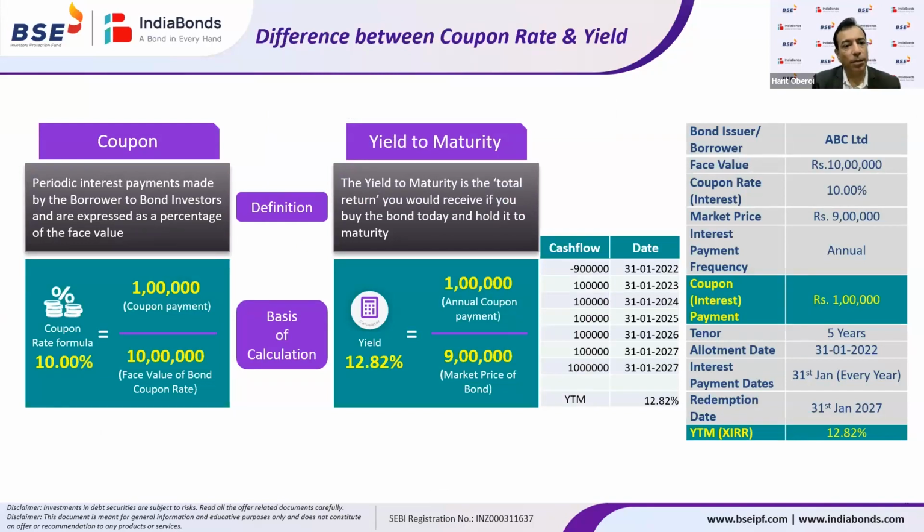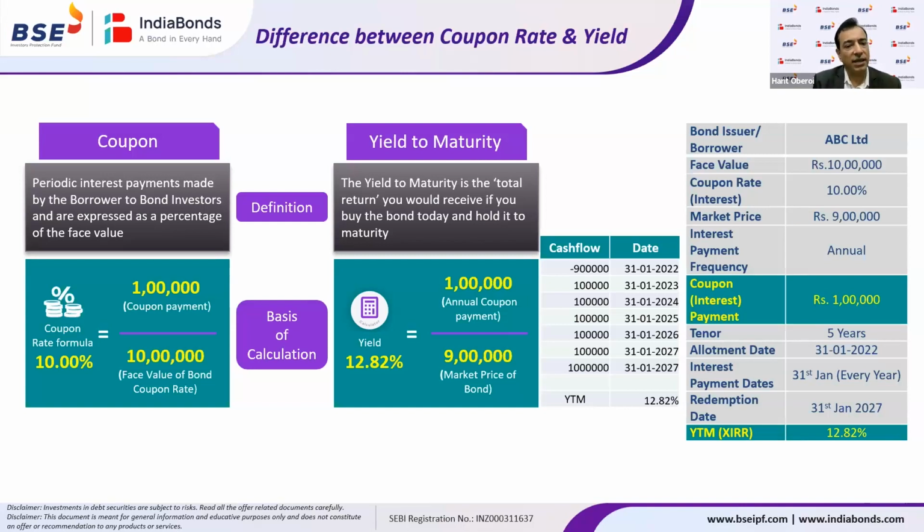coupon rate. It is the periodic interest payment made by the borrower to the bond investor, and it is expressed in terms of percentage. So 10% becomes the coupon rate, and the coupon rate remains constant throughout the life of a bond, for the entire period of 5 years, the duration of the bond in our example. The 10% coupon rate will never change. Every year at the rate of 10%, the issuer will pay interest to the bond holder.